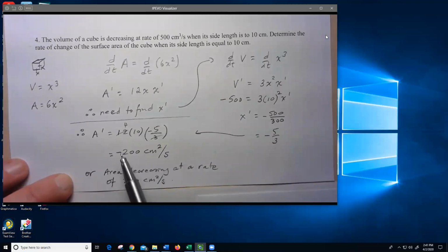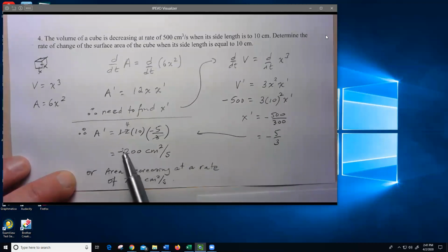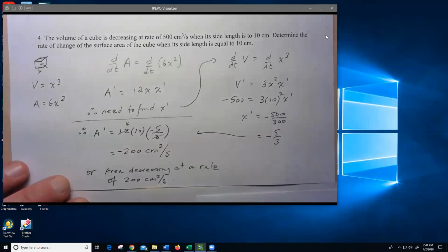I could say the rate of change is negative 200 centimeters squared per second, which implies that it's decreasing. Or I can describe it by saying the area is decreasing at a rate of 200 centimeters squared per second, okay? So this is the more layman's version of how I would describe this behavior, and this is maybe the more mathematical description for it, okay?